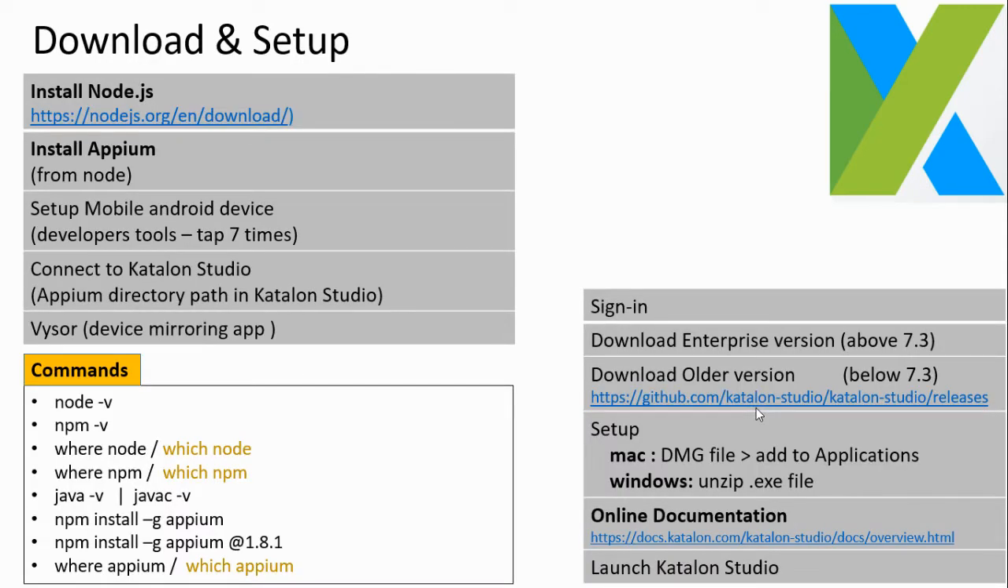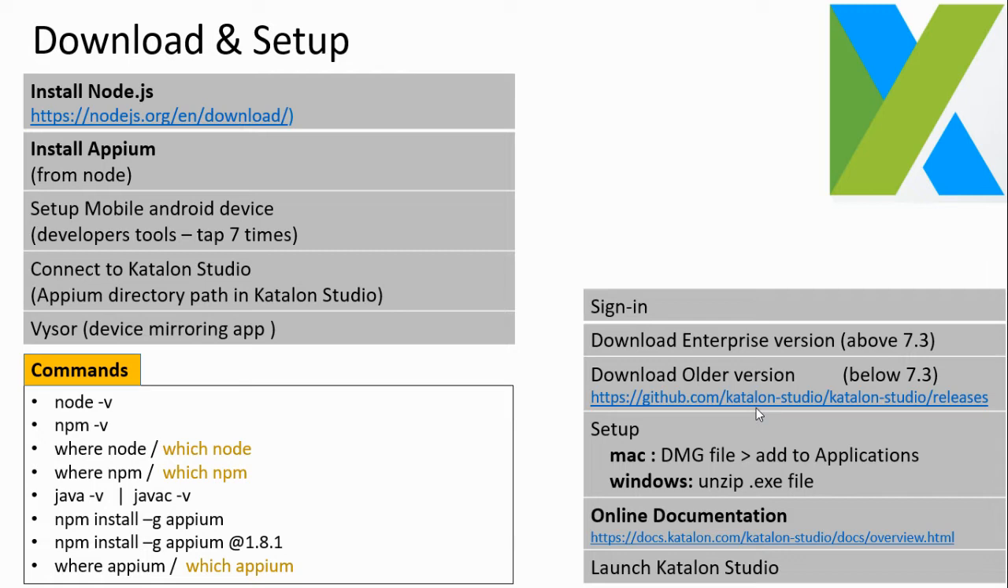Let us now see what are the things that we need to download and set up before we can use Katalon Studio for mobile automation testing. The first application that we need to install on our local machine is Node.js. Other things that would be required is APM. So APM is a framework for mobile automation testing. And there are a few other settings that we will see for what we can do on the mobile devices so that it can do a handshake with the connected machine or the laptop.